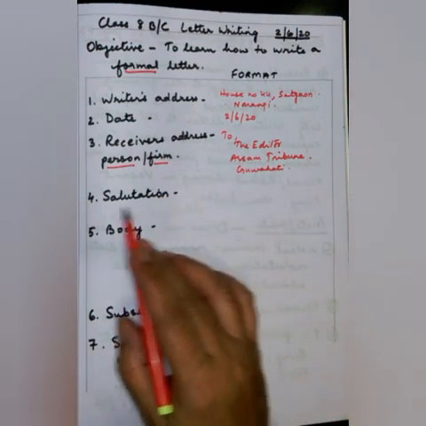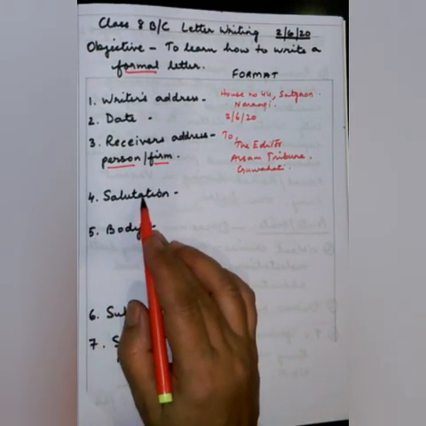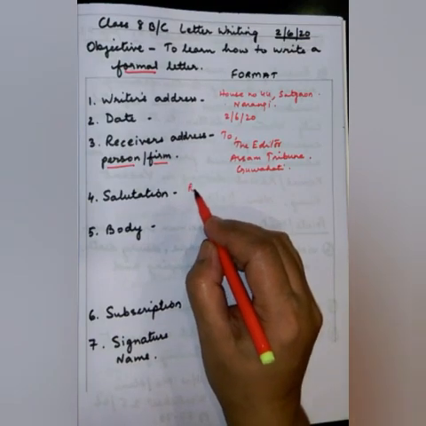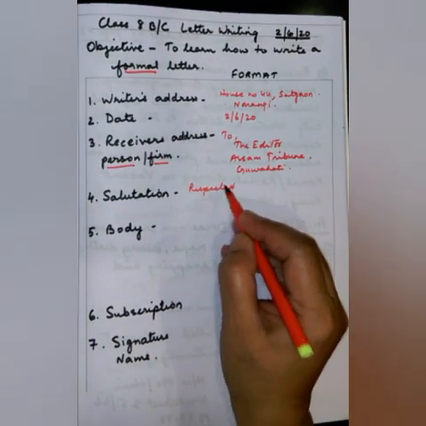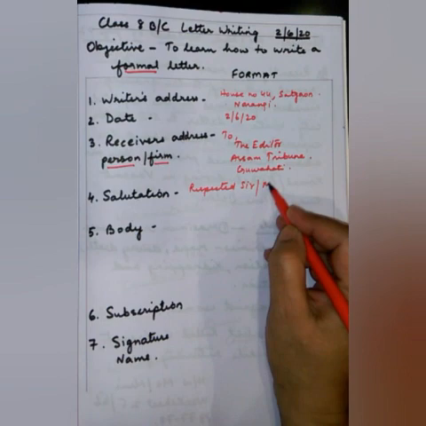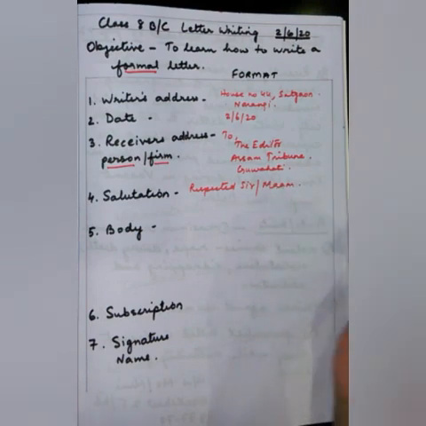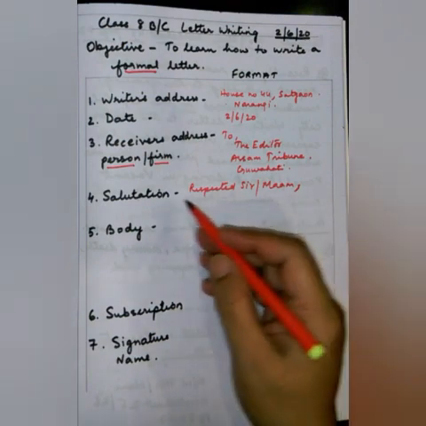Then comes your salutation. Number 4 is your salutation. Salutation is nothing but writing respected sir or respected ma'am, anyone. Then give a comma. This is your salutation.